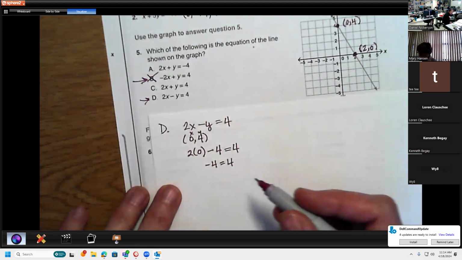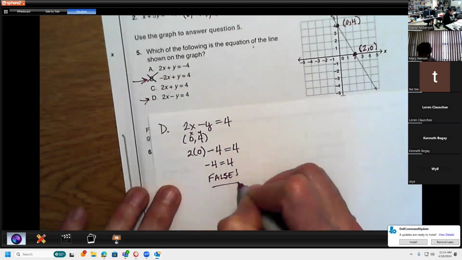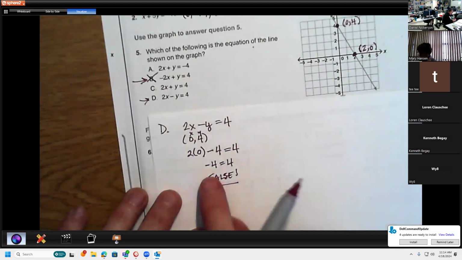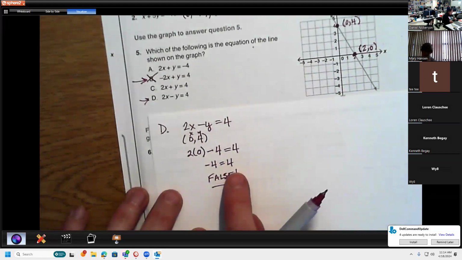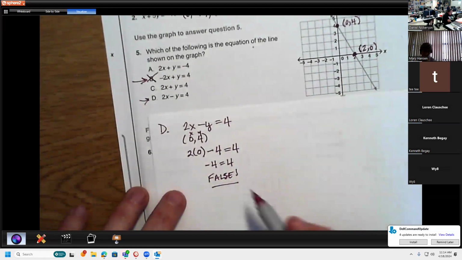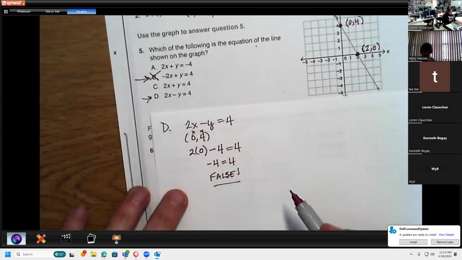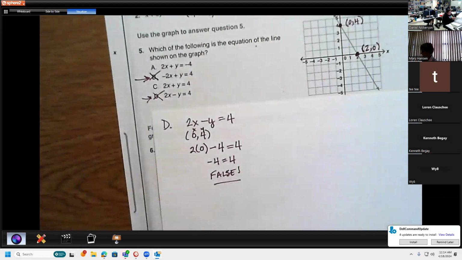True. That's false. Negative 4 is not equal to 4, because that's the difference between you owing $4 and you having $4. That's different, right? Especially if that number is bigger. Okay, so D doesn't work. I don't even have to check the other one because D doesn't work. Okay, do we have another suggestion?